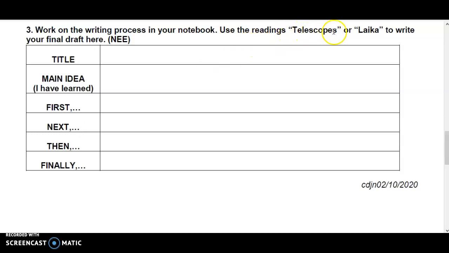Remember, you have to use the telescope reading or maybe the Leica reading. Okay? Write the title, write the main idea. Don't forget to use I have learned that. Write the first sentence, the next, the number 3 or the third sentence, and your final sentence. So guys, it's going to be very easy.